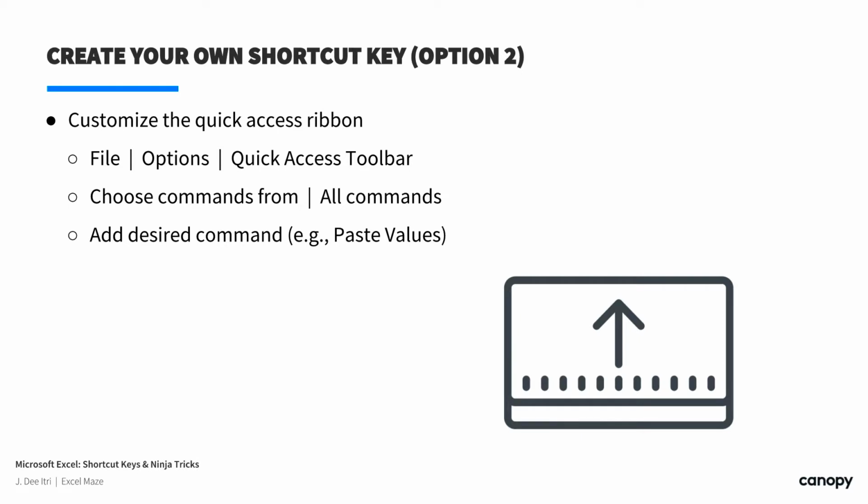You would select Paste Values, and once you add the feature that you want to the Quick Access toolbar, in this case Paste Values, Excel is going to assign a number to it. So we'll go over to Excel and I'll show you how that works.